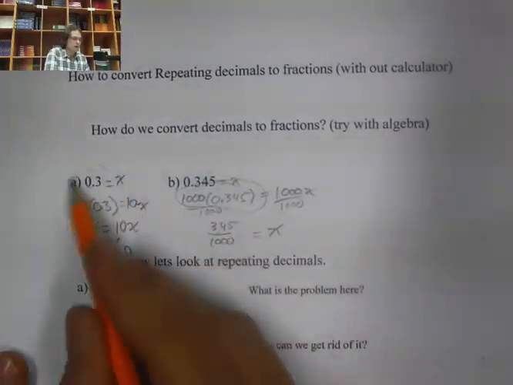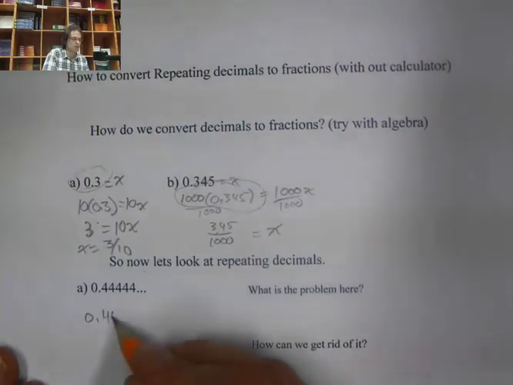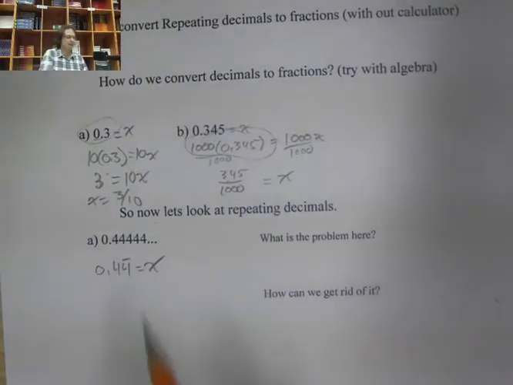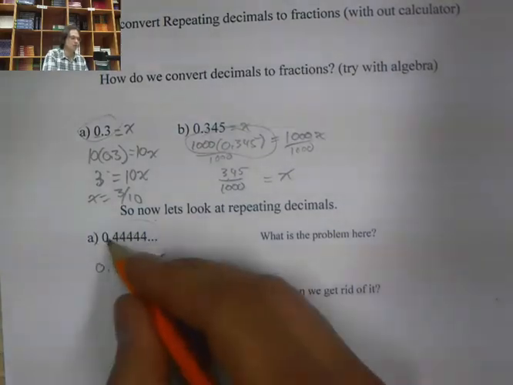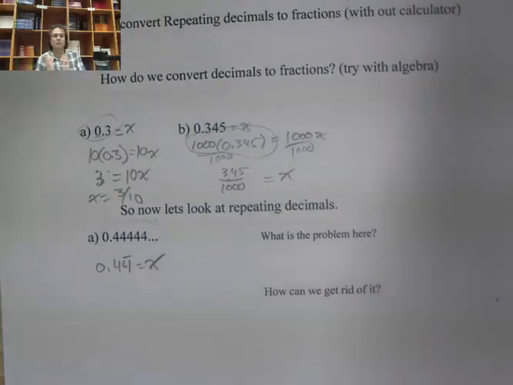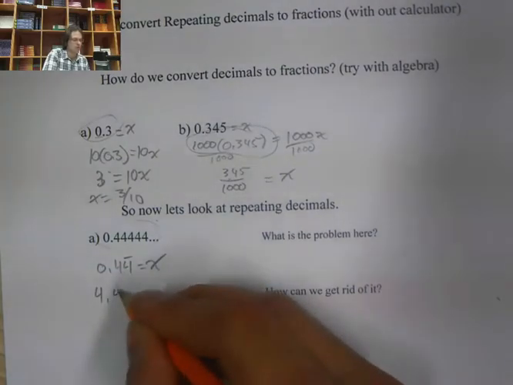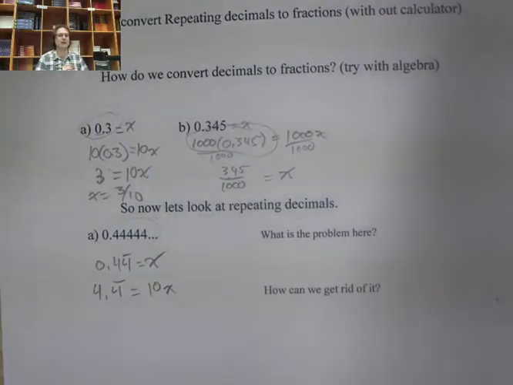And look what I did here. I first made my decimal equal to x. So we said 0.44 repeating is equal to x. Now I've got to multiply this by something. What do I multiply it by? I'm going to multiply it by 10. Multiply everything by 10, so I get at least one of the repeating decimals on that side. So I'm going to get 4.4 repeating is equal to 10x, right? Multiply both sides by 10.